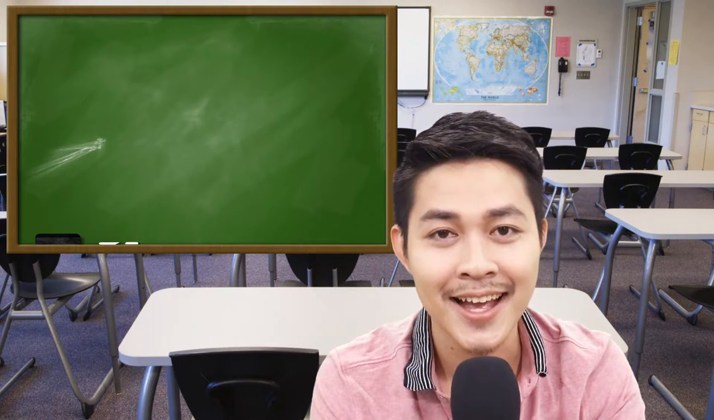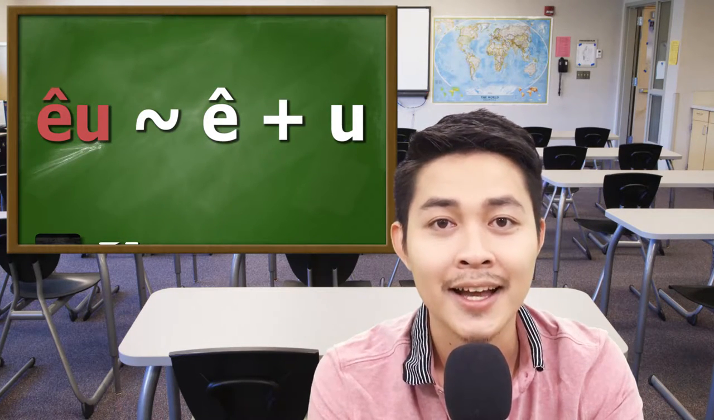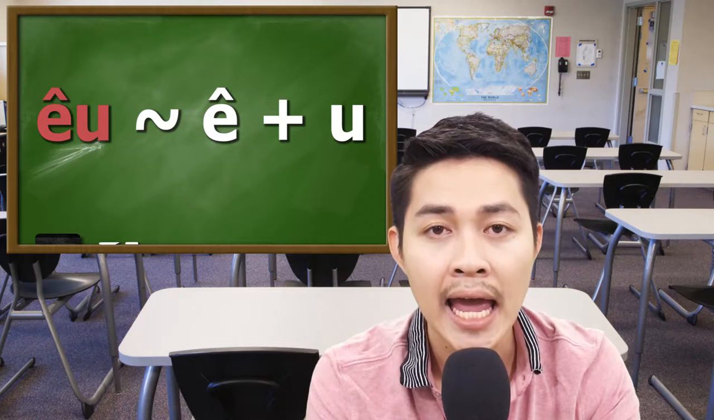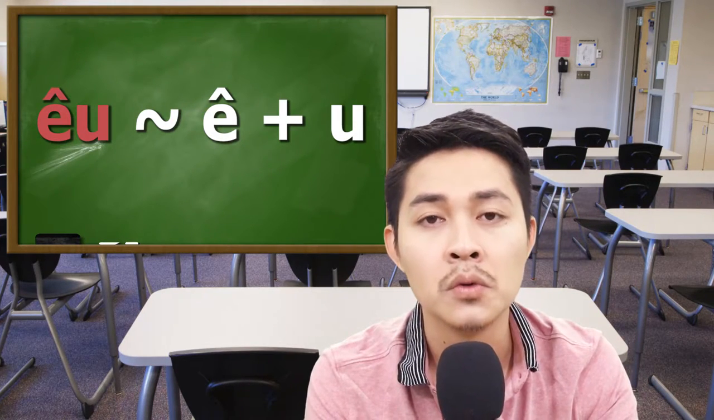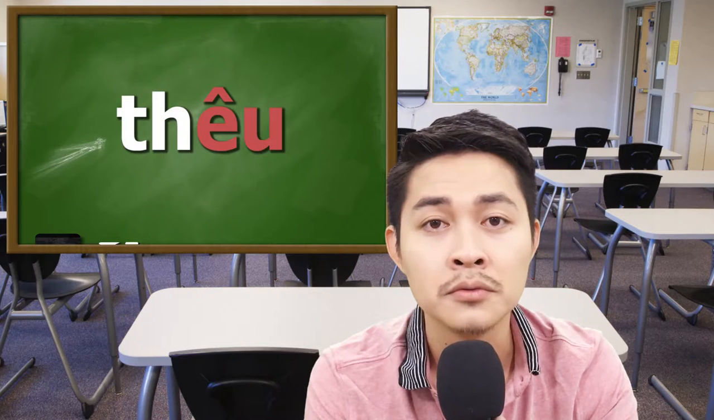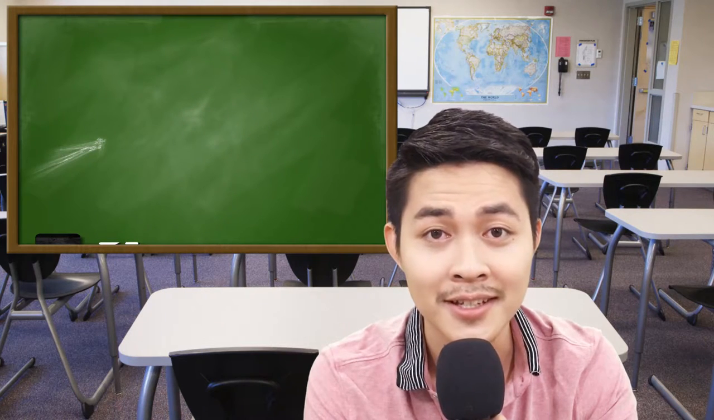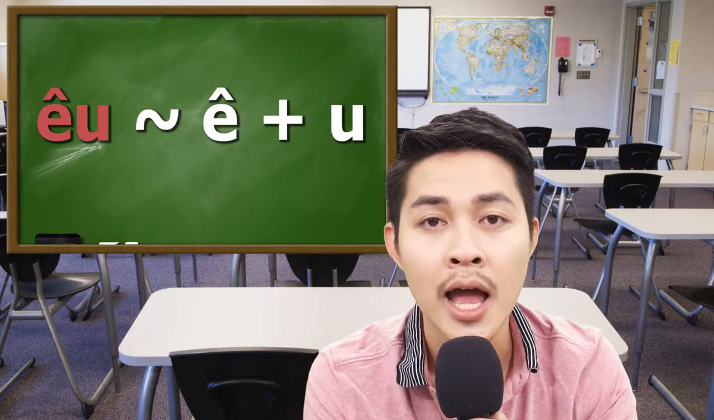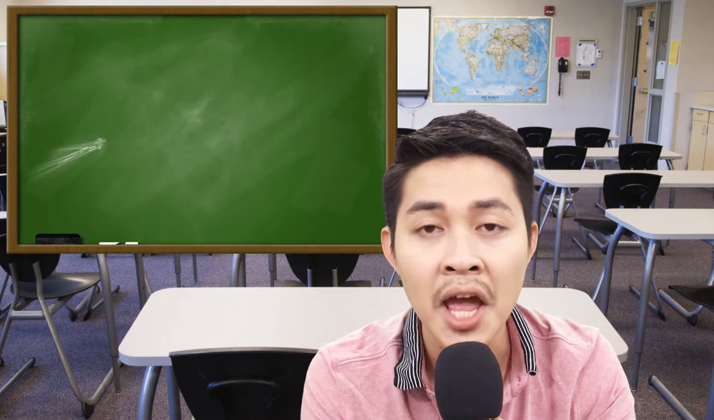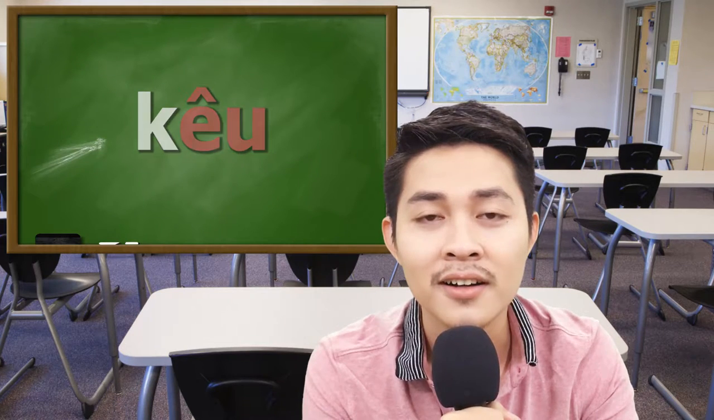The next cluster is êu. This is a combination between ê and u. Now, let's split it up and say it slowly. Ê, u. Êu. For example, tell, kêu. Now, repeat. Êu. Tell. Kêu. Good.